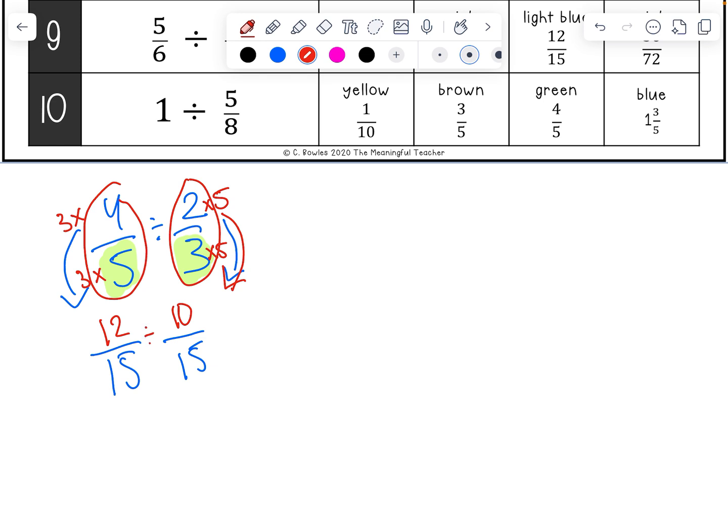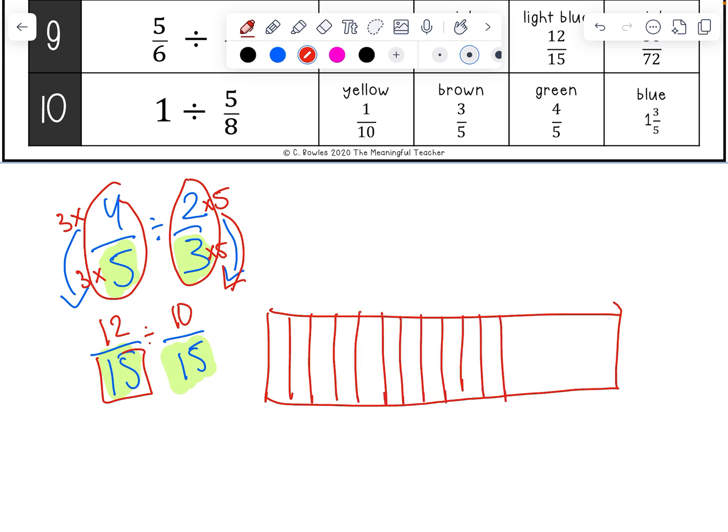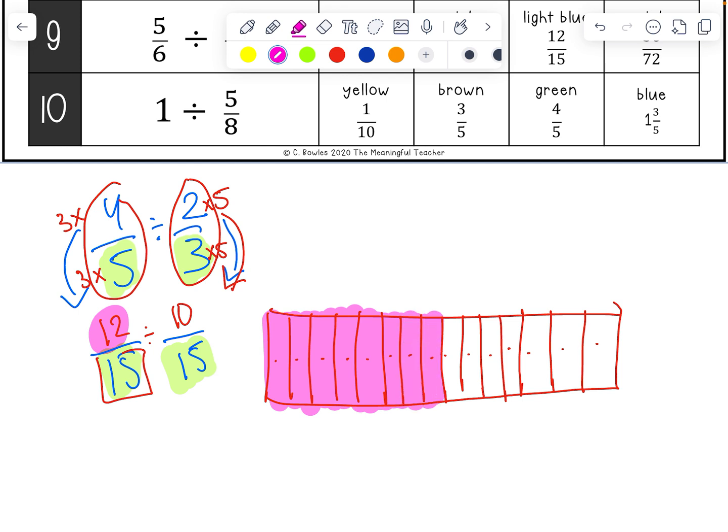Now I can divide because I have my denominators the same, so I'll be comparing same size pieces to make my group size. So I need to make a rectangle, and it needs to have 15 pieces. 5, 6, 7, 8, 9, 10, 11, 12, 13. I'm going to just double check. 1, 2, 3, 4, 5, 6, 7, 8, 9, 10, 11, 12, 13, 14, 15. All right, we are good. And then the numerator tells me how many to color in. So I'm going to color in 12. 1, 2, 3, 4, 5, 6, 7, 8, 9, 10, 11, 12.